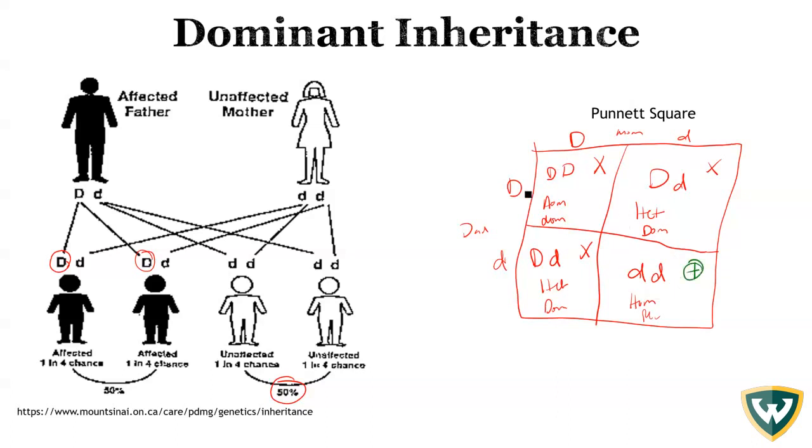So with a mother and father that are both heterozygous and are disease carriers, they have only a 25% chance of having an unaffected child. While they have a 75% chance of having an affected child, they have a 50% chance of having a big D heterozygous child, big D little d, 25% chance of having a homozygous dominant, and a 25% chance of having that homozygous recessive. So again, if both parents have a disease in a dominant inheritance model, the likelihood that they'll have an unaffected child is quite low.